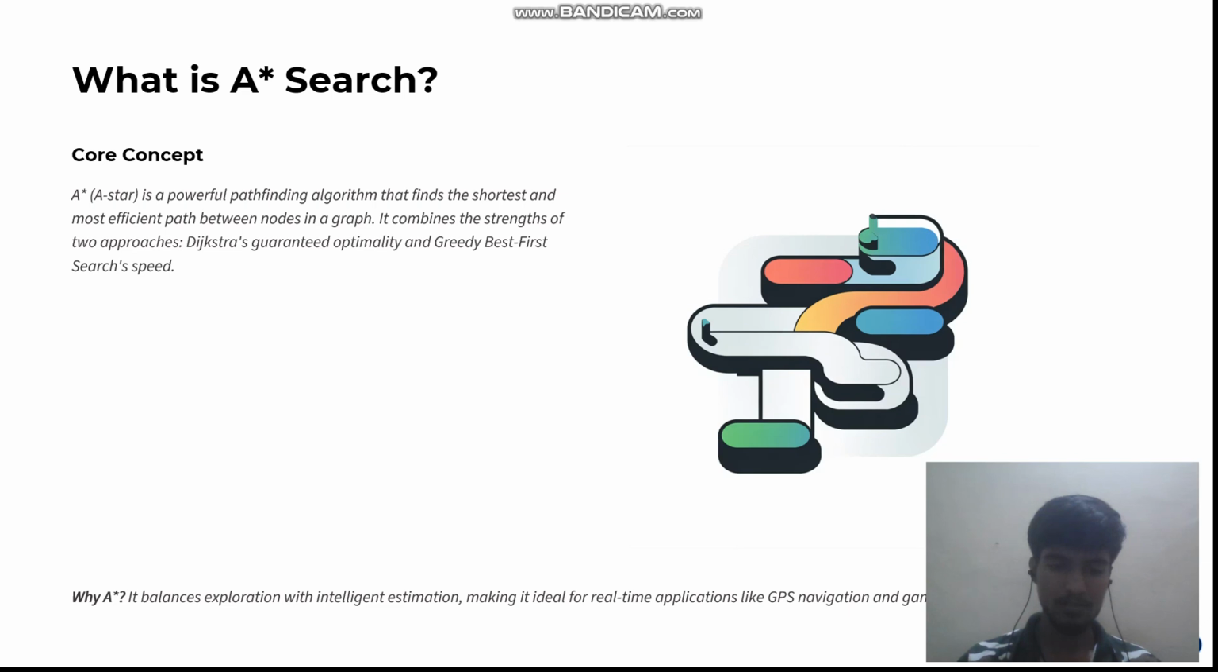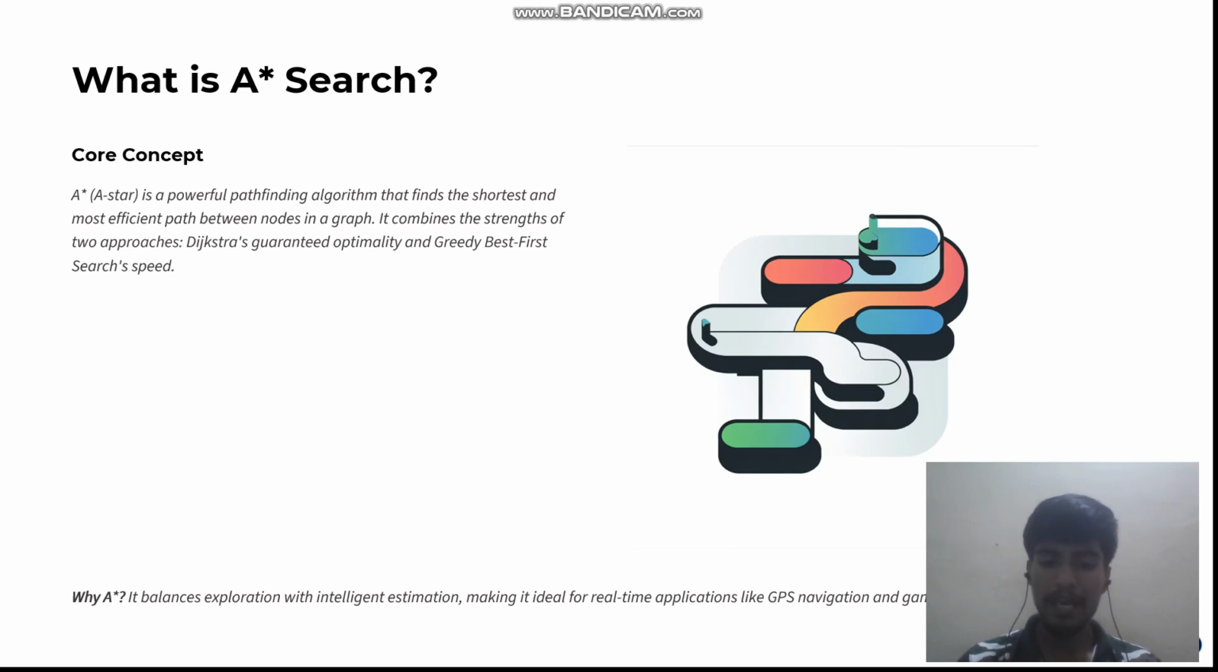Let's see about A-star search. The A-star search algorithm is a powerful pathfinding algorithm used to find the shortest and most efficient path between two points in a graph. It is basically the best of both worlds. It takes Dijkstra's algorithm's guarantee of finding the shortest path and greedy best-first search's speed.